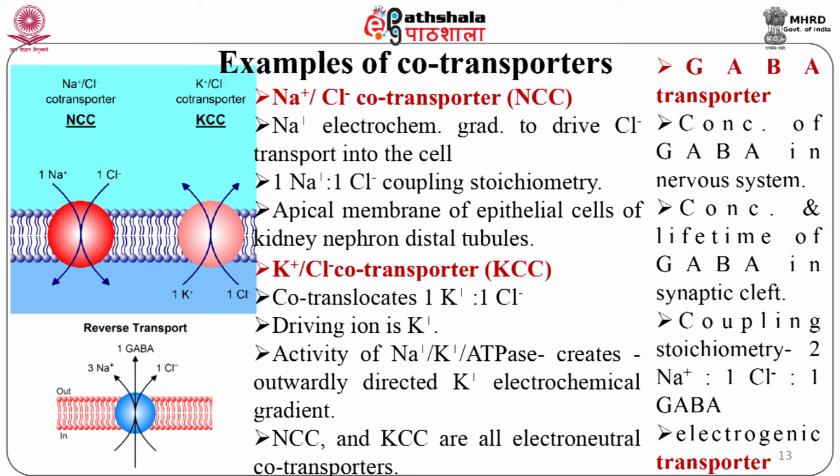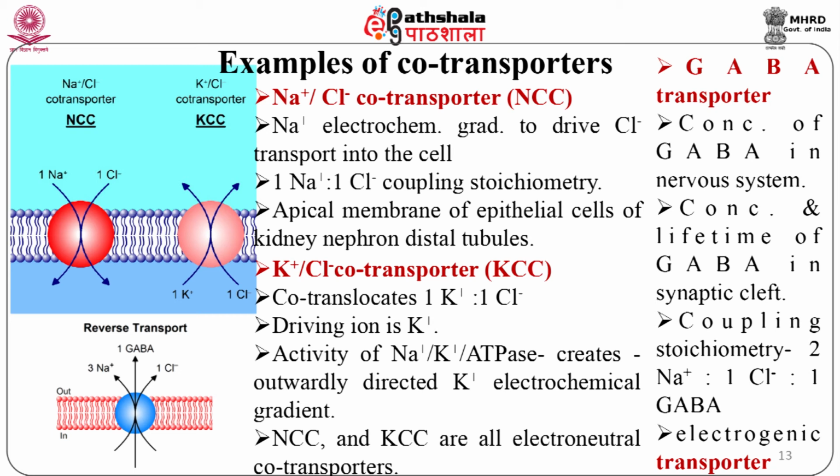Na+/Cl- cotransporters, that is NCC. It utilizes the Na+ electrochemical gradient to drive Cl- transport into the cell with 1 Na+ to 1 Cl- coupling stoichiometry. NCC is found in the apical membrane of epithelial cells of kidney nephron distal tubules.